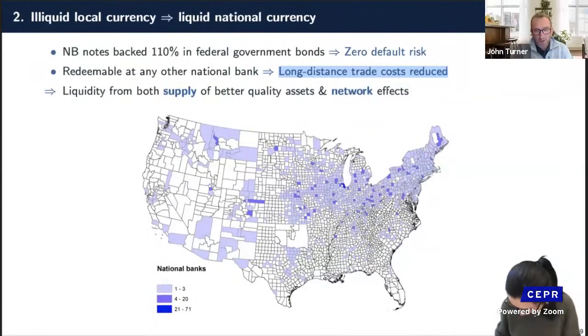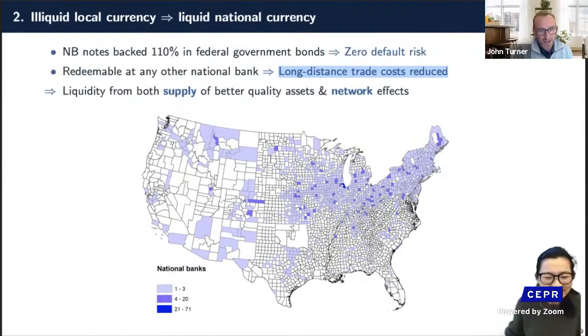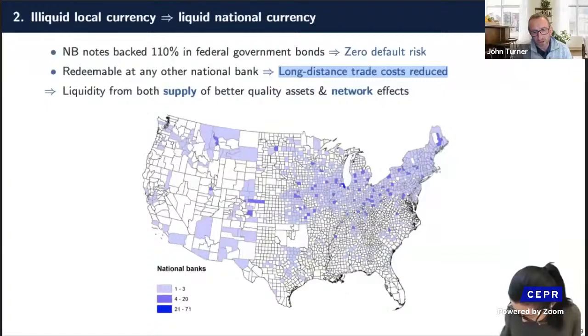Okay, I've got a few more questions, if that's okay. So are you worried that your sample is concentrated a lot in the Northeast? If you think of the problematic state banking systems, most of those were not located in the Northeast. So are you concerned about that?